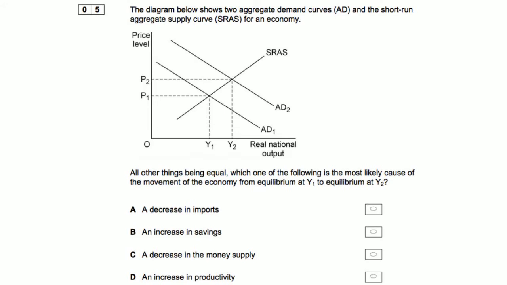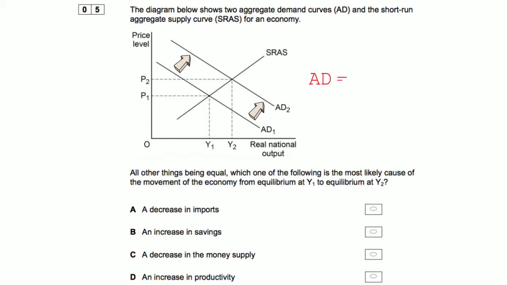The diagram below shows two aggregate demand curves and the short-run aggregate supply curve for an economy. All other things being equal, which one of the following is the most likely cause of the movement of the economy from equilibrium at y1 to equilibrium at y2? The change in the equilibrium from y1 to y2 has come about because of the change in aggregate demand. Aggregate demand at y1 was AD1, and at y2 aggregate demand is AD2. It's at a greater level. So we're looking for one of the following four options to cause aggregate demand to shift outwards.